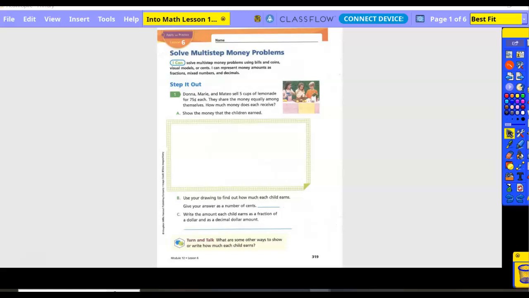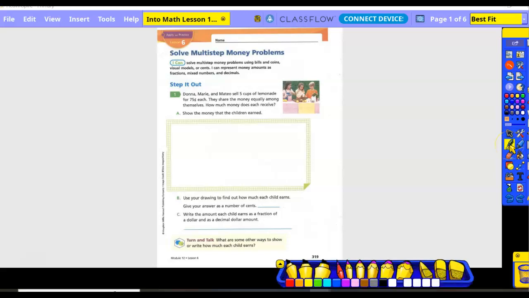Step it out. Donna, Marie, and Mateo sell 5 cups of lemonade for 75 cents each. They share the money equally among themselves. How much money does each receive? Okay, so we can show the money that the children earn. So, Donna, Marie, and Mateo all sell 5 cups of lemonade for how much? 75 cents, right? Okay, so we can do 3 groups.